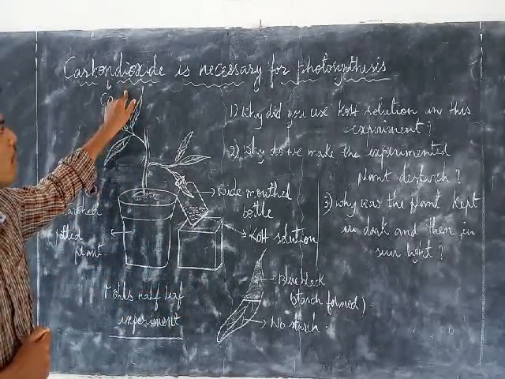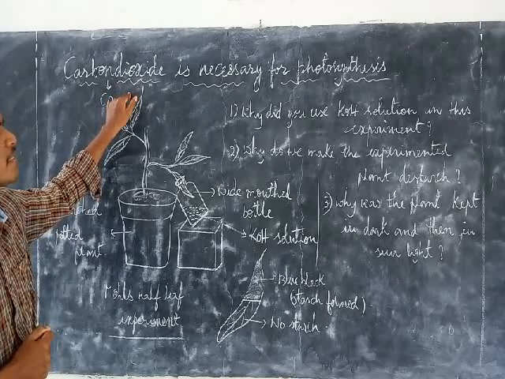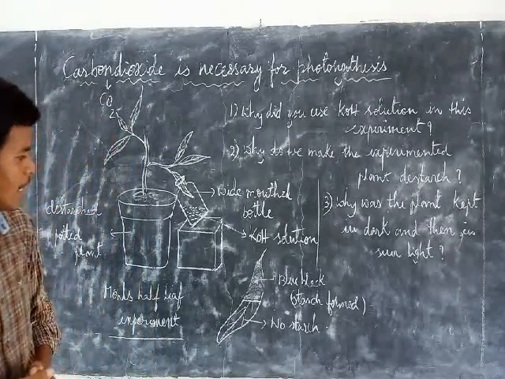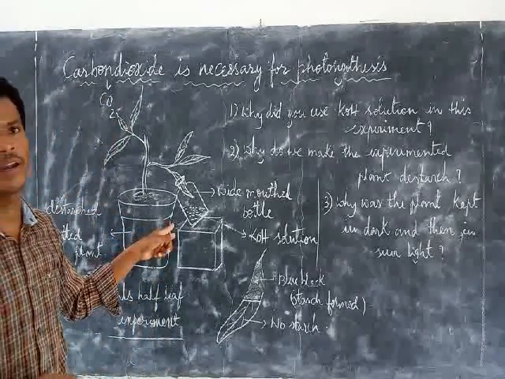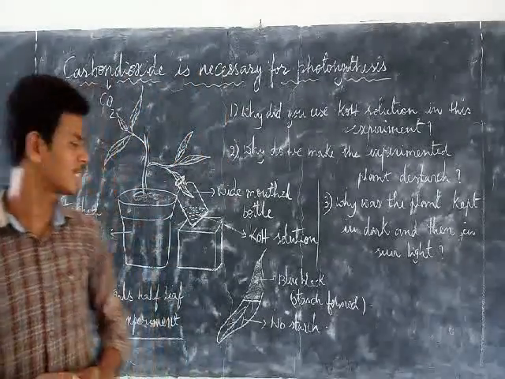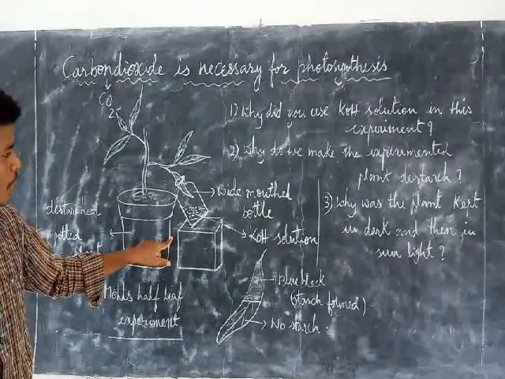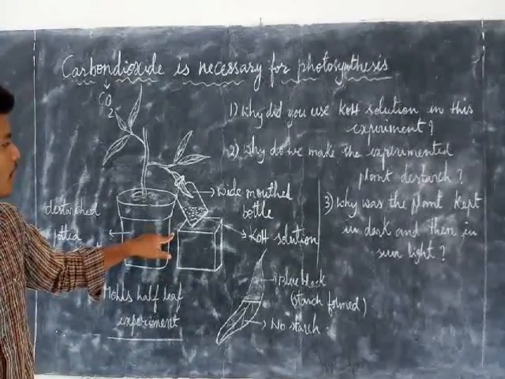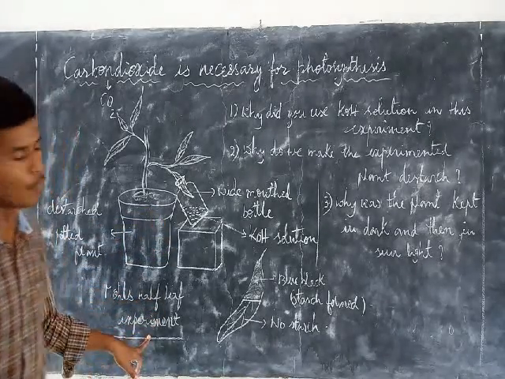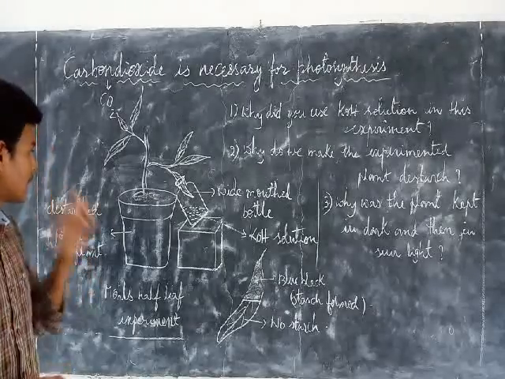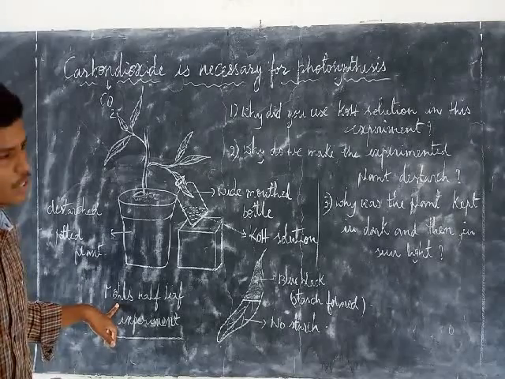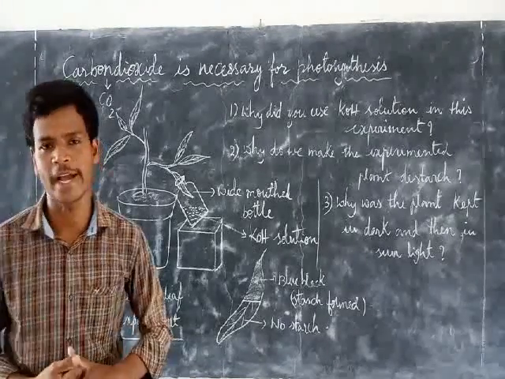Carbon dioxide is an essential gas. It is very necessary for the process of photosynthesis. Look at once. There is a figure that explains that carbon dioxide is necessary for photosynthesis. Look at this one. This is the figure. It is also known as Moll's half-leaf experiment. This experiment was conducted by a scientist, Moll. That's why it is known as Moll's half-leaf experiment.